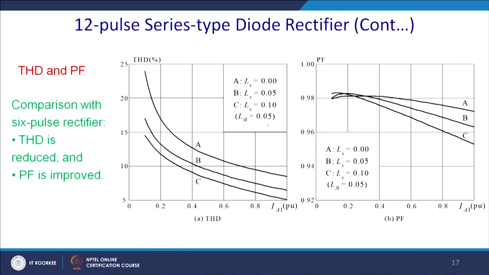Let us see what happened to the power factor. Power factor, in this case, will have a little bit of a detrimental effect. So, you will start from a high power factor, and this will not change much if there is no source inductance, but with the effect of the source inductance you will find that power factor will decrease, because you have put an extra inductance into the system.